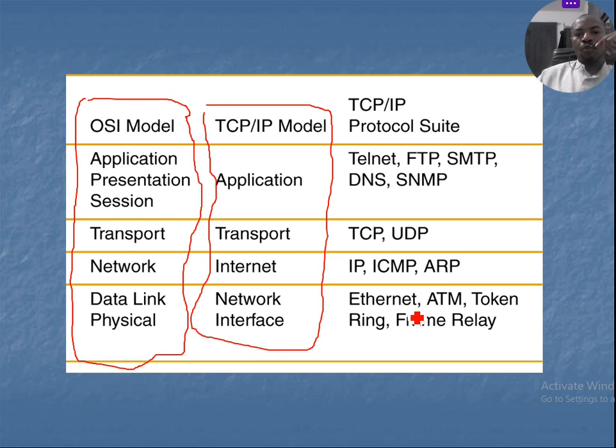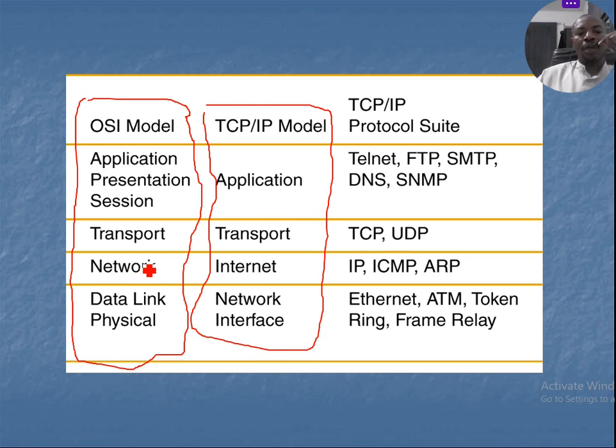So the network interface layer in TCP/IP comprises two layers of the OSI model: the physical layer and the data link layer. These two are compressed to give the network interface layer. Now let's take a look at the next one.